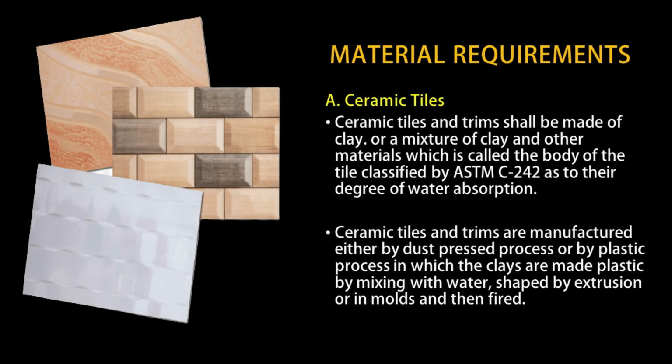Material requirements. Ceramic tiles. Ceramic tiles and trim shall be made of clay or a mixture of clay and other material, which is called the body of the tile, classified by ASTM C242 as the degree of water absorption. Ceramic tiles and trims are manufactured either by dust press process or by plastic process, in which the clays are made plastic by mixing with water, shaped by extrusion or in molds, and then fired.